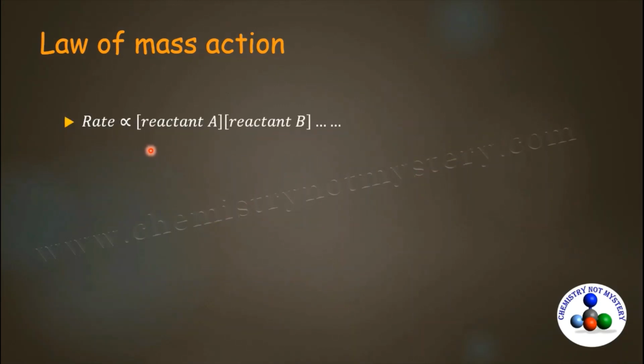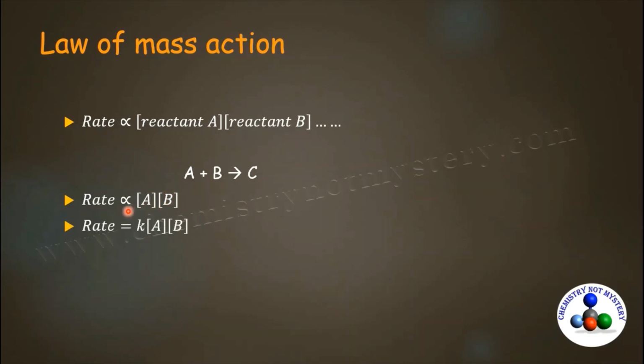Now apply the law of mass action to the given reaction, where A reacts with B and gives C. On applying the law of mass action, you can write the rate of reaction is directly proportional to the concentration of A multiplied by the concentration of B. When you remove this proportionality sign, you will get a constant. So here you will get rate is equal to K multiplied by the concentration of A multiplied by the concentration of B. Here K is the rate constant.